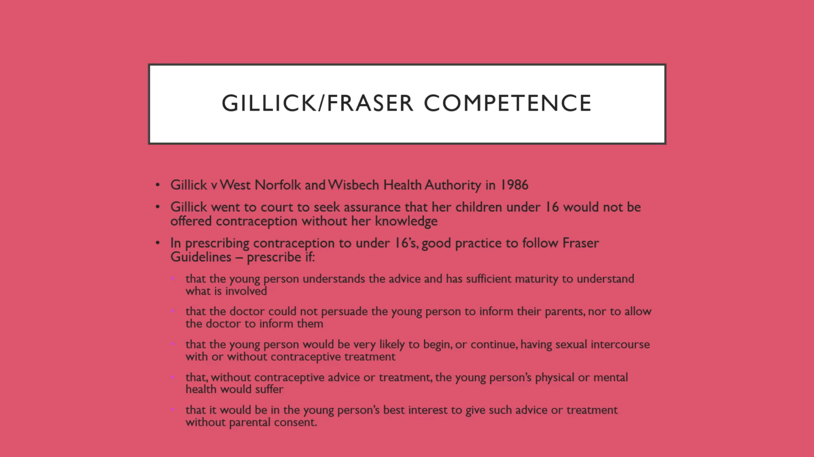If you can't persuade them to inform their parents or to let you inform their parents, and that they're going to have sex regardless of whether you give them contraception or not. Without contraception, that their physical or mental health would suffer. I think that's fairly straightforward because obviously the risk of pregnancy and STIs are quite significant, and then that it would be in their best interest to give them that treatment without parental consent. So as long as those are met, you can prescribe contraception to under 16s without informing their parents.